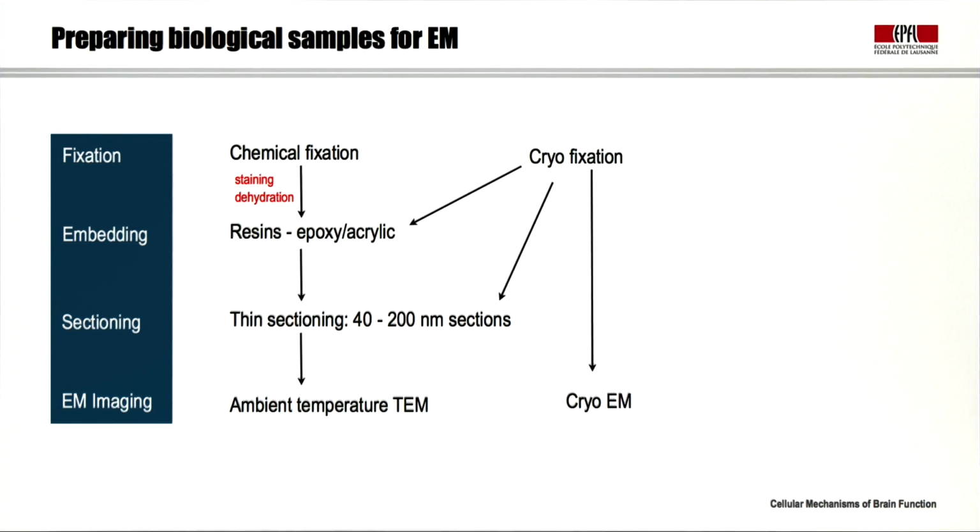Of course, there are cryofixation techniques that we can use, and we stabilize the structure, obviously using very low temperatures. Then these frozen samples can be embedded in resin with a substitution technique, or we can in fact thin section the frozen material directly.